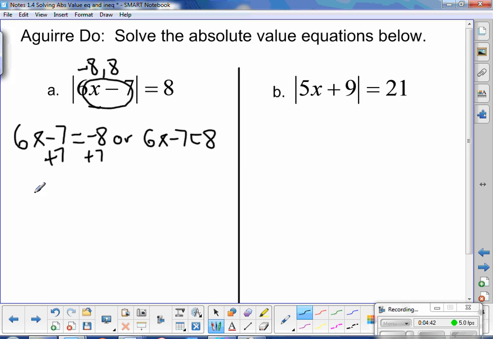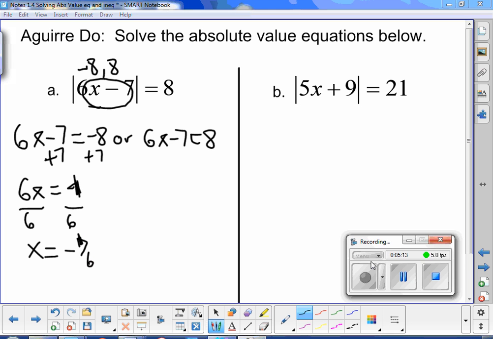Okay, so we got a 6x, and then those turn into a 0. 0 plus anything is the same thing. Negative 8 plus 7 is a negative 1. That's a 1. All right, so 6 times x equals 1. The inverse operation of multiplying is division. That's a 1, not a 4. So we got x equals negative 1/6.